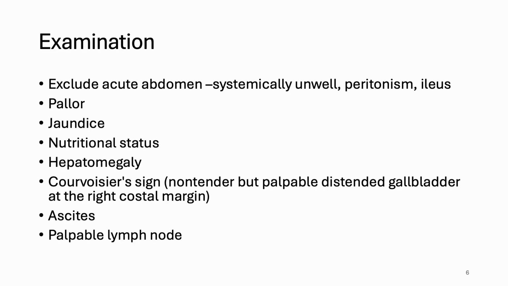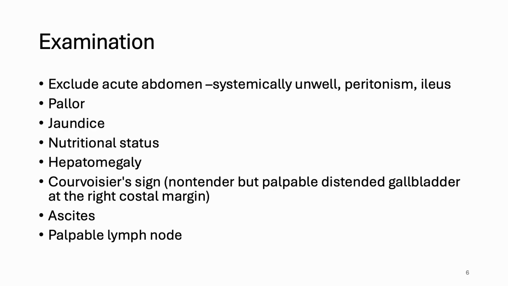We will now examine the patients with abdominal pain and dyspepsia. Our first task is to exclude an acute abdomen. You will need to identify patients who are systemically unwell, and show signs of peritonism and ileus.